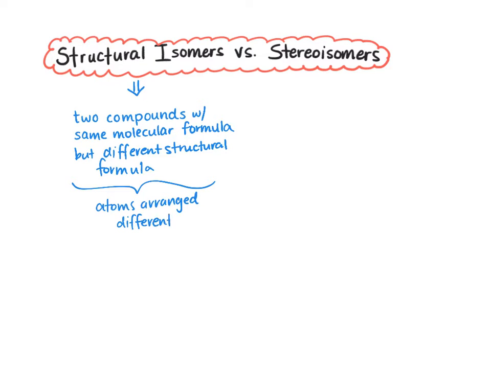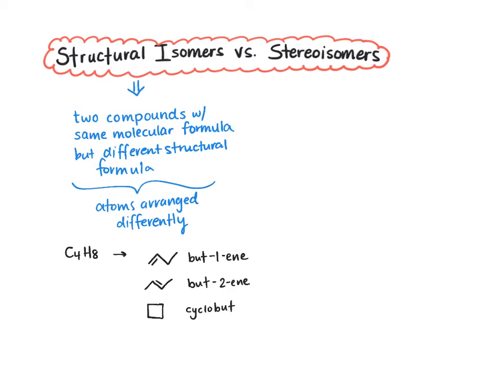So as an example, if we have the compound C4H8, so butene, we can draw this in a couple of different ways. We can draw this as but-1-ene, but-2-ene. There's more than just three, but I'll just draw three for now, or cyclobutane. So in all three of these examples, the formula C4H8 stands, but our compounds have very different structures.